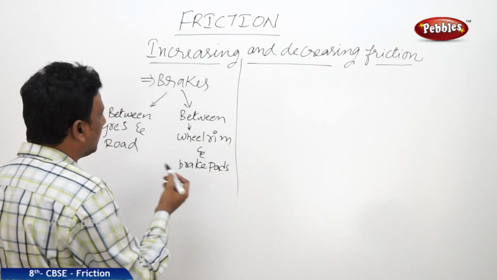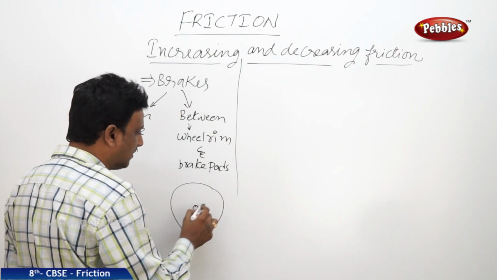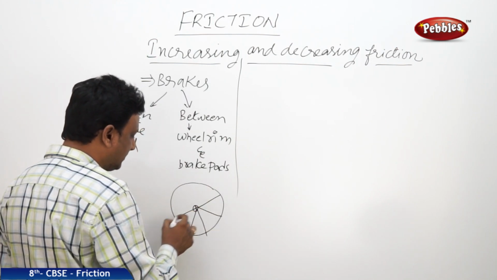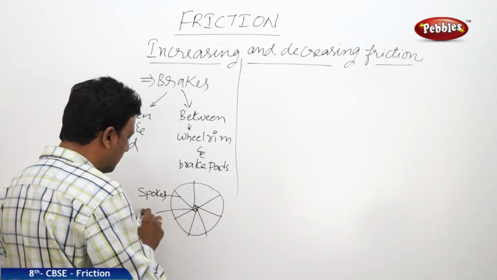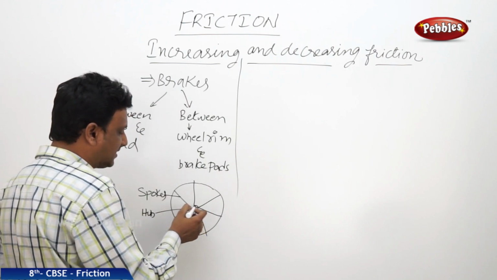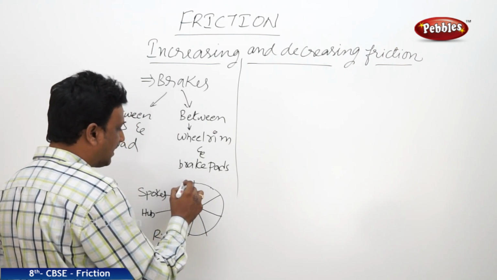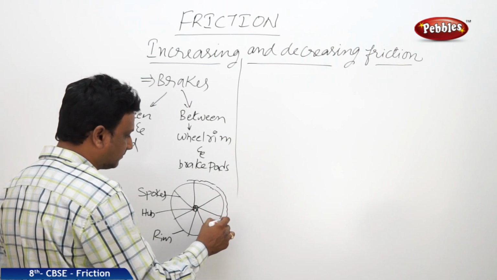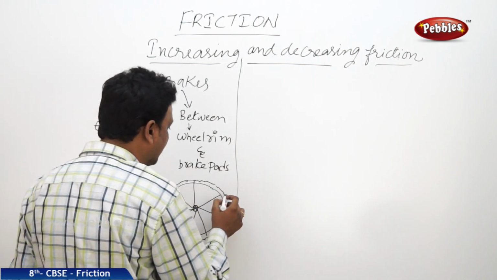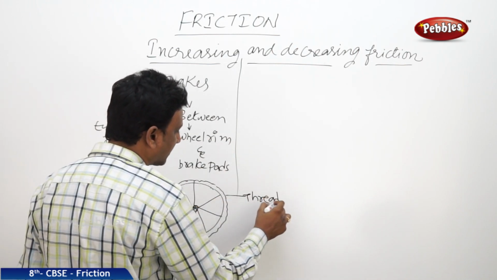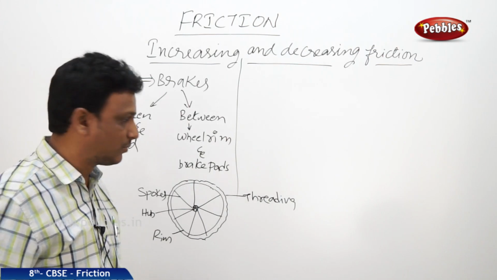I'll explain to you. And you might have seen a cycle. This is the cycle. This is the cycle hub. These are the spokes. And this is the hub. So anyway, we don't have any parts in this hub if it is a cycle. This is the rim. And above the rim, you will be having the tire. The tire is not smooth. The tire has got so many irregularities called threading. What is the threading? The design on the tire is called threading. It is important. I will tell you why it is important later.